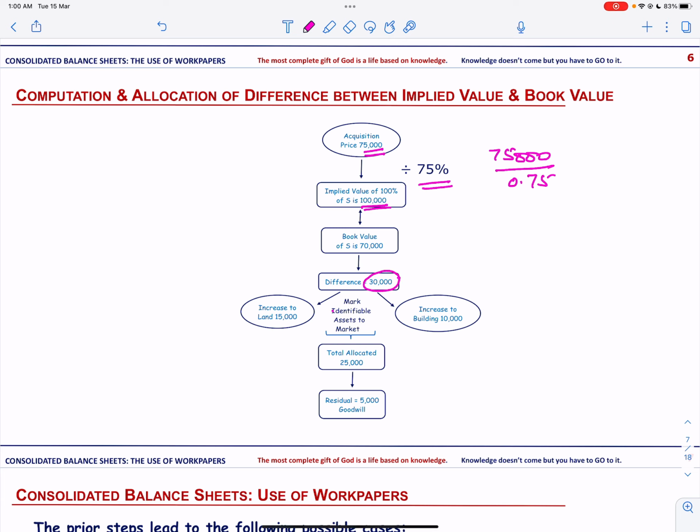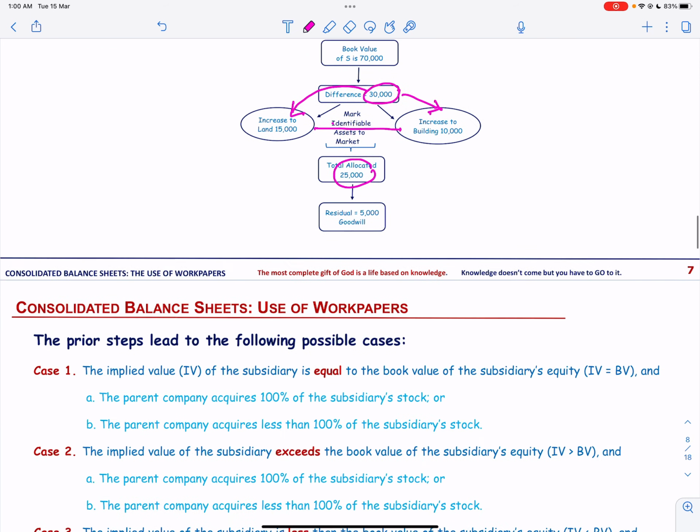This difference will be recorded as an increase in land by 15,000, suppose for that reason, and suppose there is an increase in building by 10,000. So the total allocation is 15 plus 10, that makes 25, and the residue amount of 5,000 will be allocated to goodwill. These steps lead to the following three possible cases, explained in the next slide.